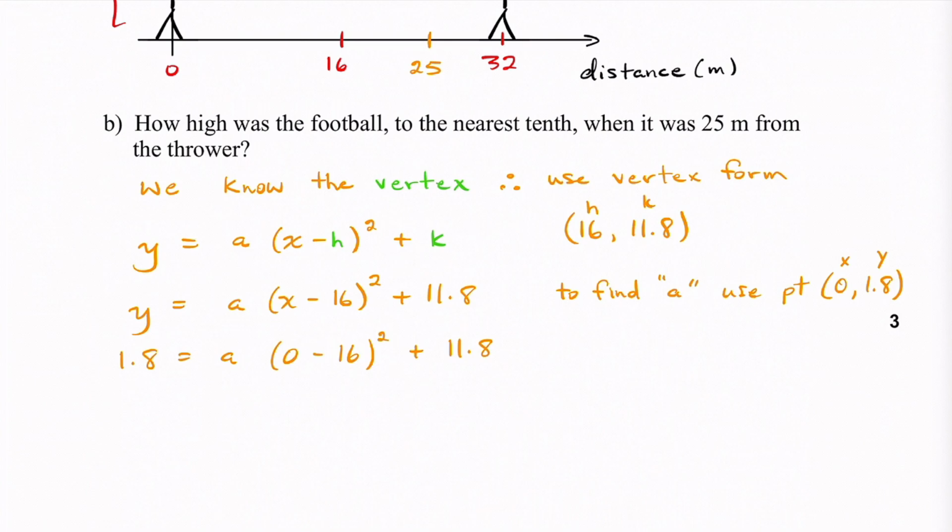Okay, and then from this point, we're just going to start to simplify and solve for that a there. So 1.8 can stay how it is. Got a times 0 minus 16, which is just negative 16. And then negative 16 squared is going to give me 256. So I got 256 times a plus 11.8.